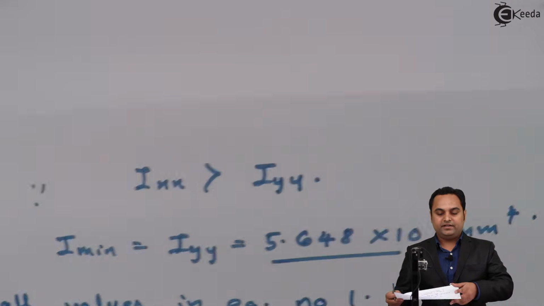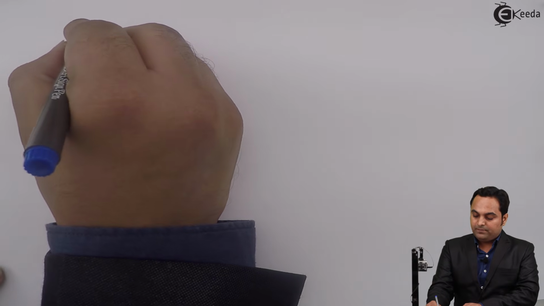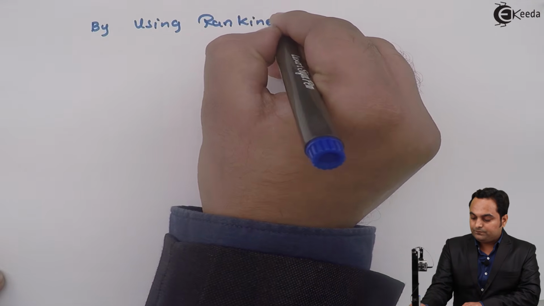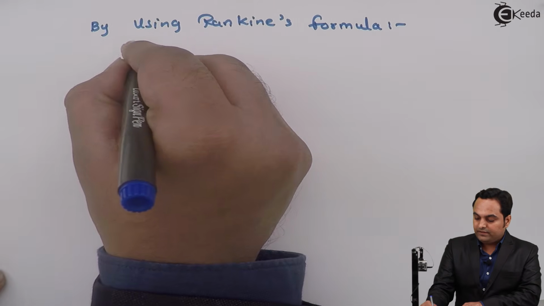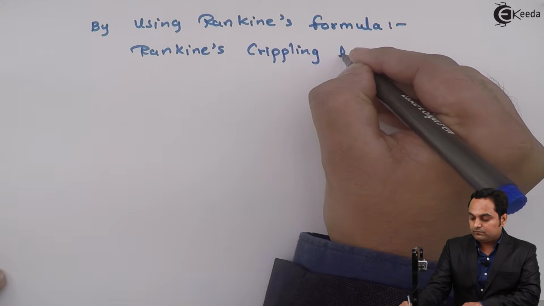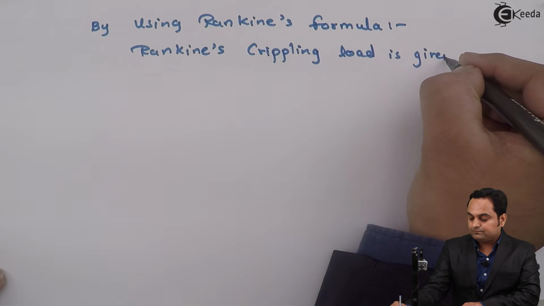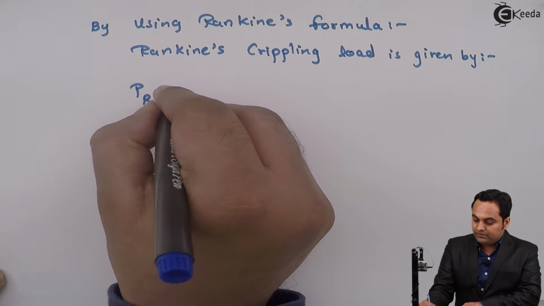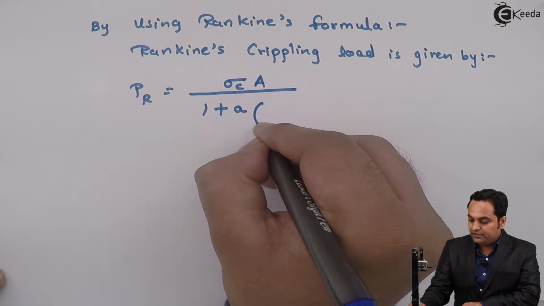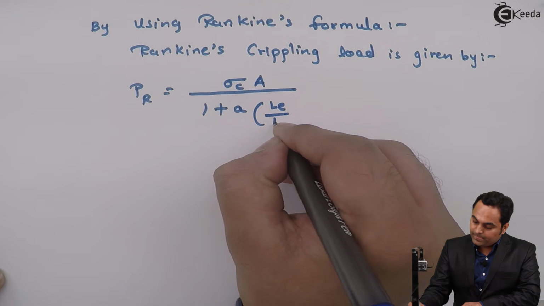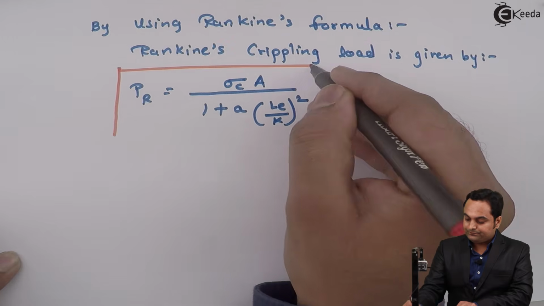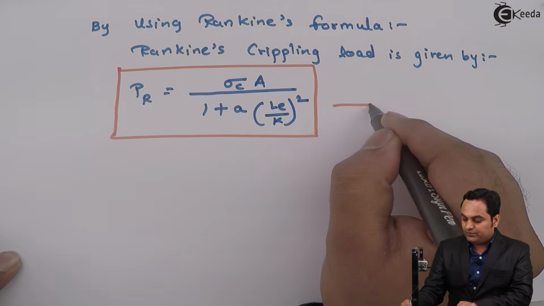The next thing is using Rankine's formula. So I'll say that by using Rankine's formula, Rankine's crippling load is given by P suffix R is equal to sigma C into capital A upon 1 plus small a into effective length by K whole square. This is the Rankine formula. I'll give this as second equation.